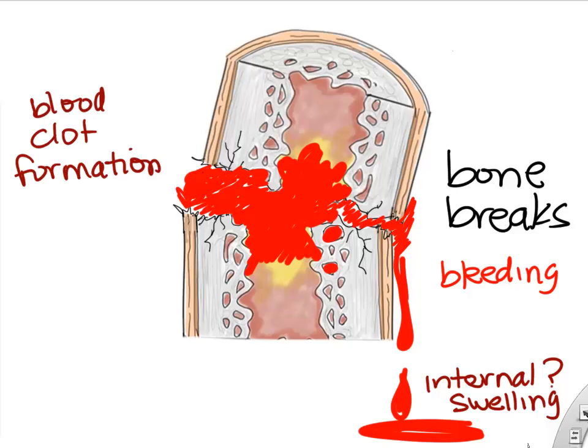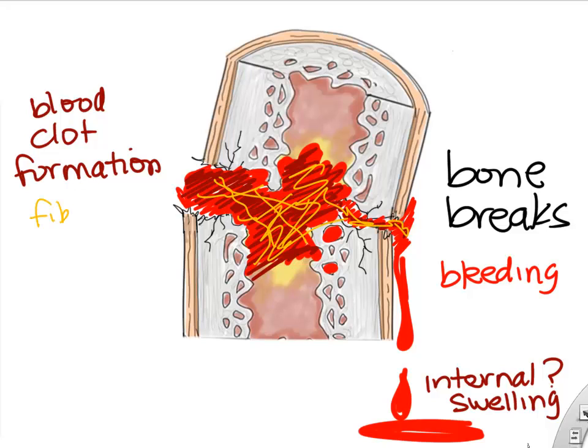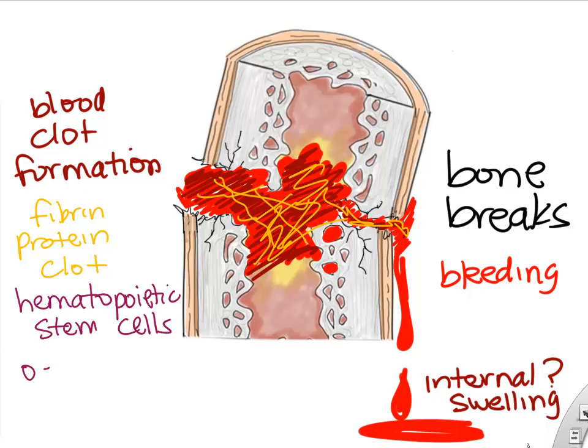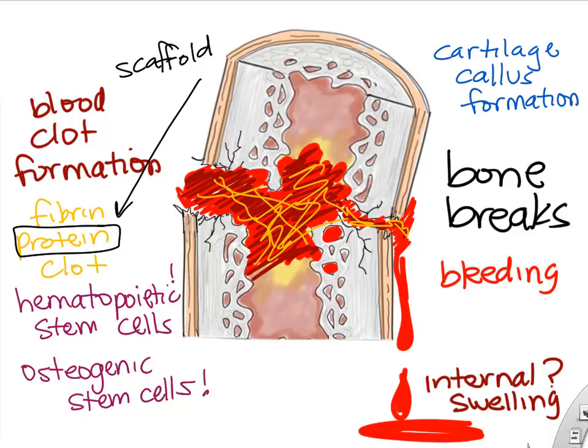One of the first things to happen is a blood clot forms, and the clot formation is important because part of that blood clot will involve the protein called fibrin. So we create this little fibrin protein meshwork, which is going to help create a scaffold for healing. We're also going to have a lot of hematopoietic stem cells, blood stem cells from both the blood and also the bone marrow, and osteogenic stem cells as well. And so that fibrin clot will be important to help those little stem cells grab on and start getting activated.